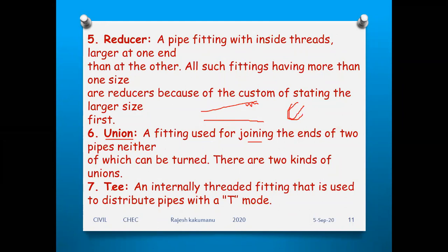Next, T joint, T fitting. An internally threaded fitting that is used to distribute pipes in a T mode, in a T shape. Suppose this is the fitting; you can see here one pipe connection, here one pipe connection, here one pipe connection.